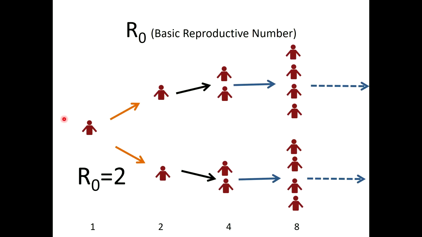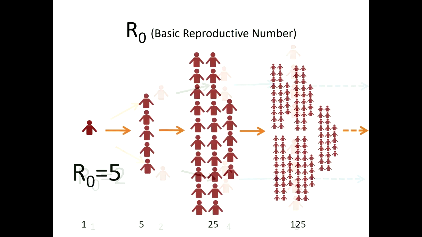Here, we have some examples. When R0 is equal to 2, we can say that one infected person transmits the disease to 2 other persons. Those 2 persons will now transmit the disease to 2 persons each, generating 4 new cases, and this can go on. Another example, if R0 is equal to 5, we can see that each time 5 new persons are infected, and the disease can be spread way more quickly.